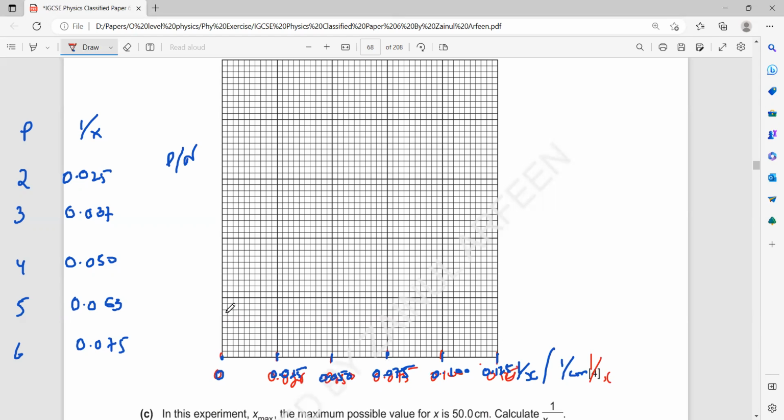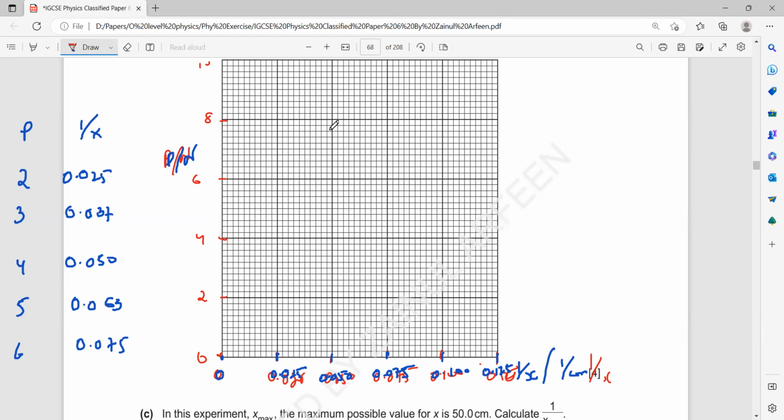For P, we have to start again from 0. We have to reach a maximum of 6. So if it is 0, then 2 is there, then 4, 6, then 8, 10. Because if I choose 1, 2, 3, 4, and 5 will be there, but I don't have 6. So that's why I cannot count 10 boxes as equal to 1.